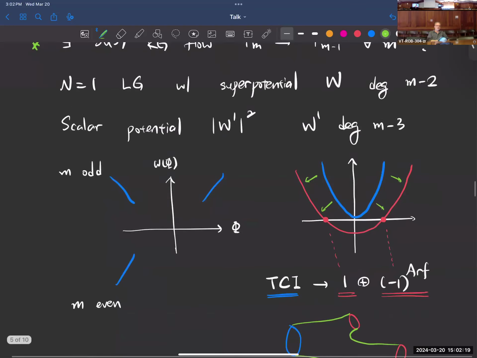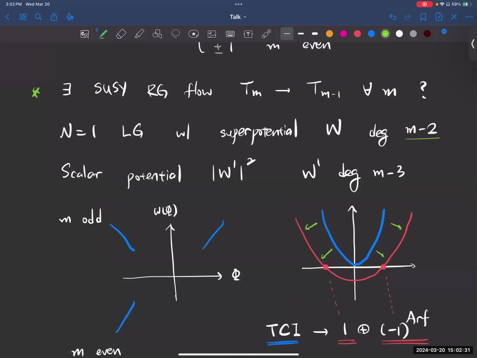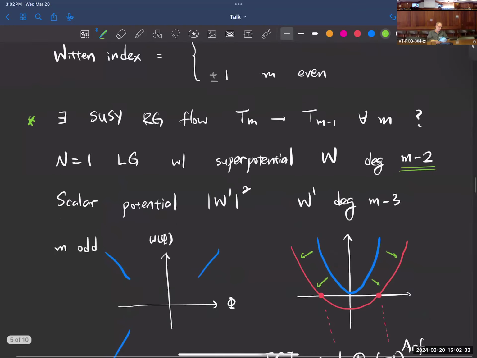Just so I'm following correctly, the theory T_m is then described by a superpotential that's a polynomial of degree either m or m plus 1. Is that right? Yeah, m plus 2. M plus 2. Okay. Yeah.